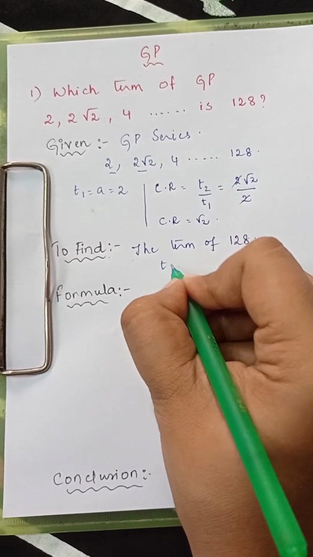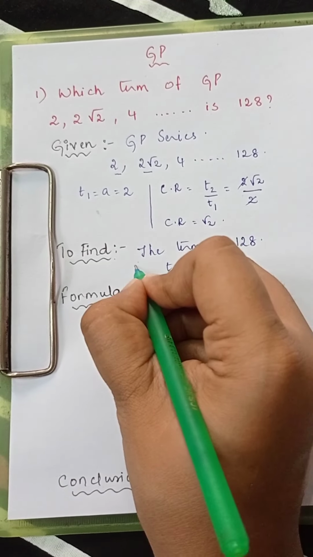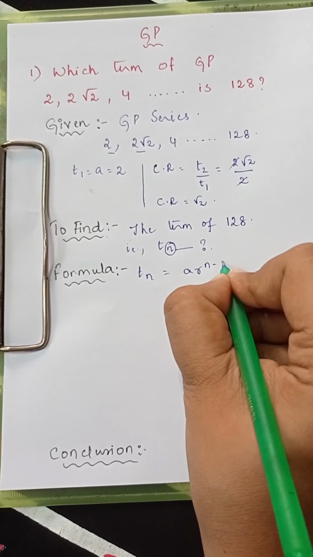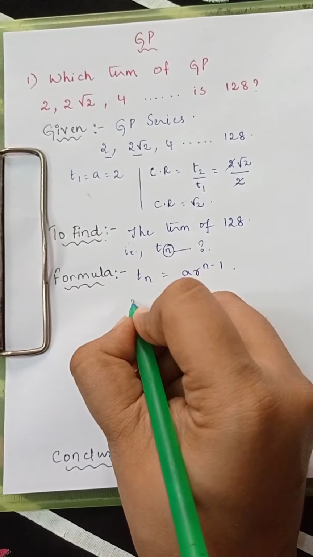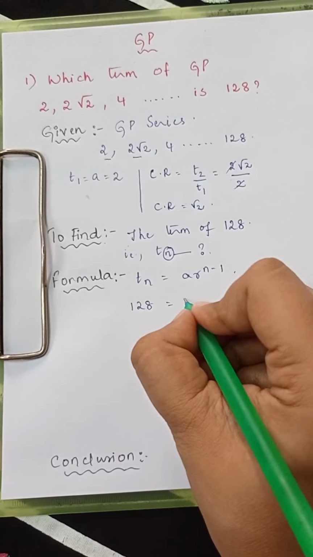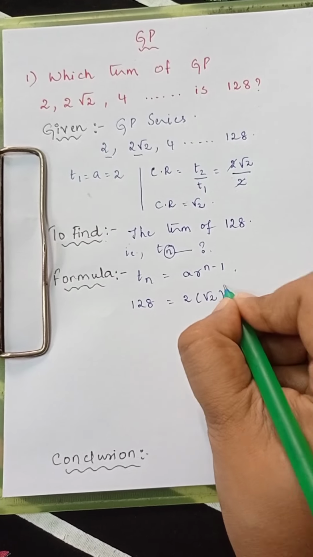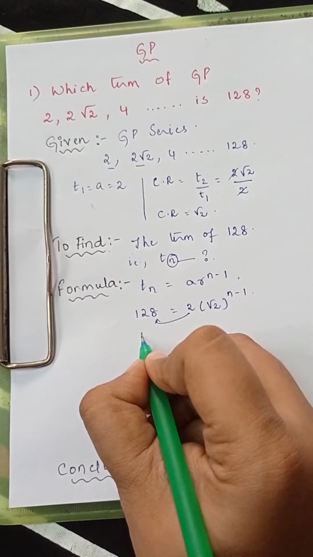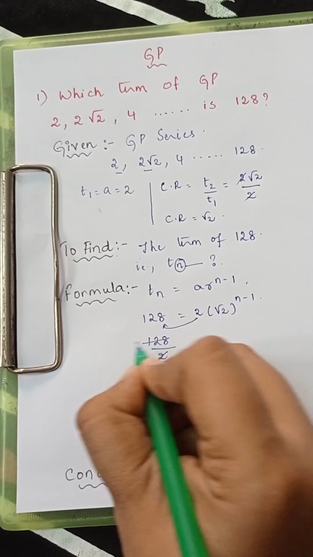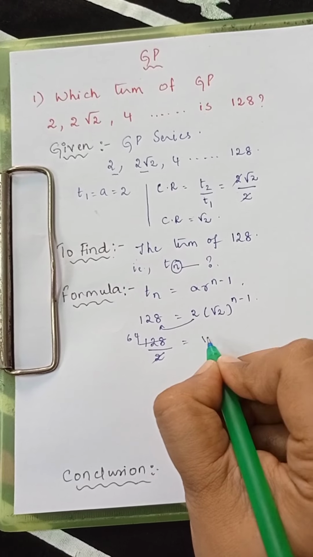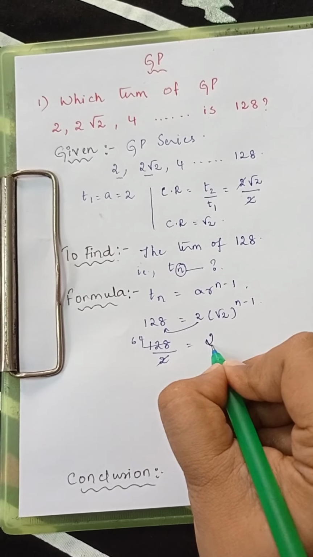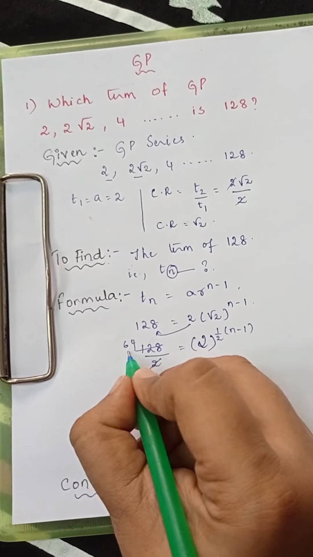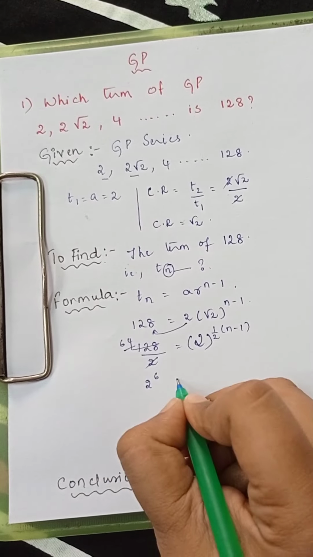And what we need to find is which term is 128, whether it's the fifth term, sixth term, etc. So Tn is 128, n is equal to question mark. Formula: Tn is equal to ar power n minus 1, and Tn is 128, that is the last term. A is 2, r is root 2, whole power n minus 1. 128 by 2 is 64. Root 2 can be written as 2 whole power 1 by 2 into n minus 1, and 64 can be written as 2 power 6.